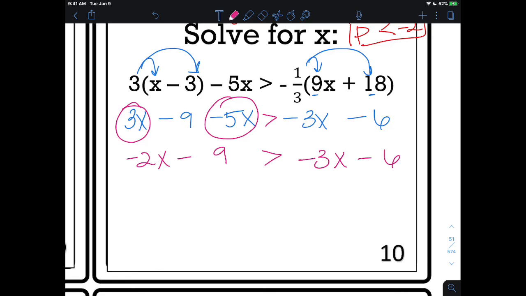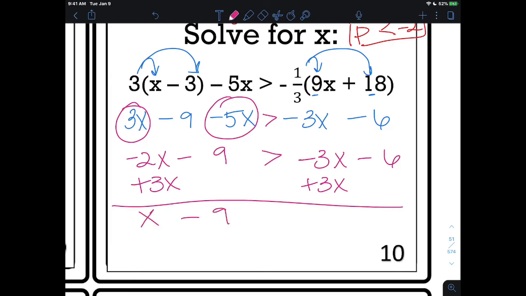Now I'm going to go ahead and get all my x's over to the left. Remember, because we don't want to struggle having to read this. So plus 3x plus 3x. So x minus 9 has some relationship to -6. Did I multiply or divide by a negative number on both sides? No. Symbol stays the same.